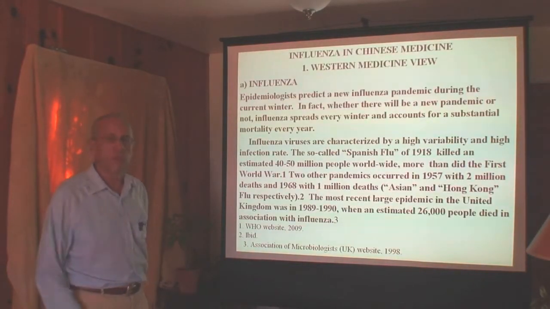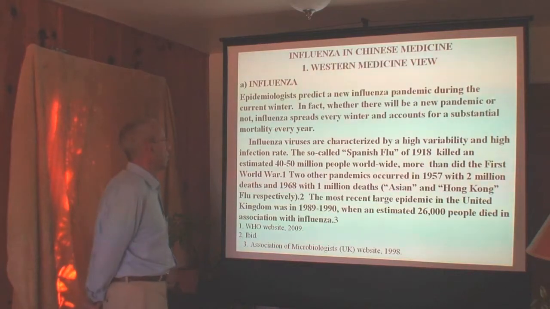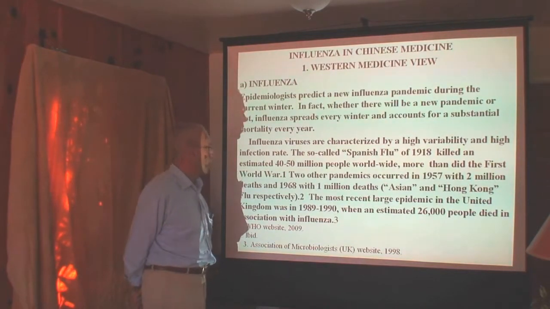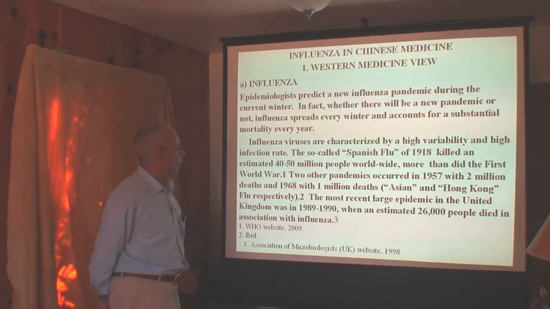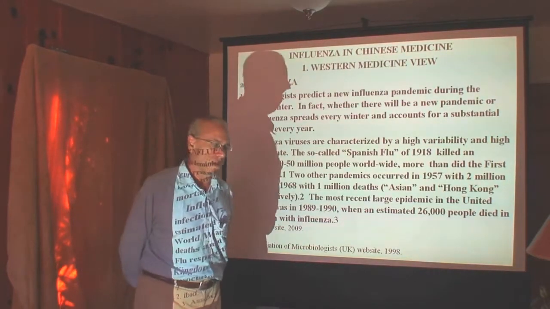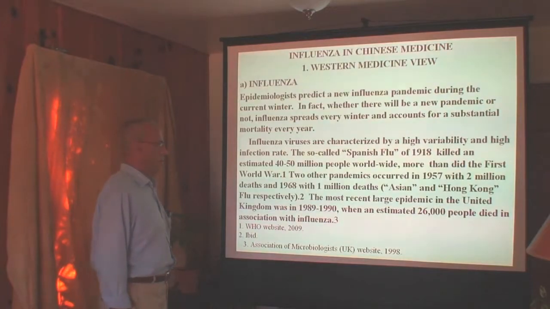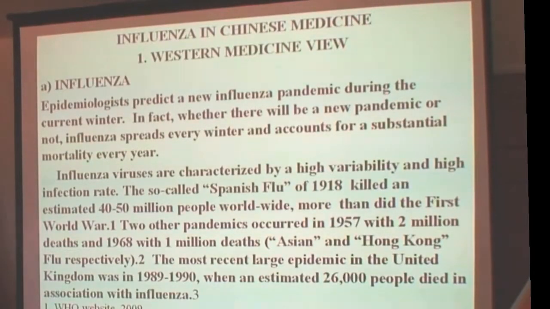Let's look briefly at influenza from the Western point of view first. It is a virus, as we all know. The influenza viruses are called A, B, or C. And one characteristic of the influenza virus is that they can mutate. And it's constantly mutating, so it's very difficult to create a vaccine for them. And some of these influenza epidemics killed millions of people.